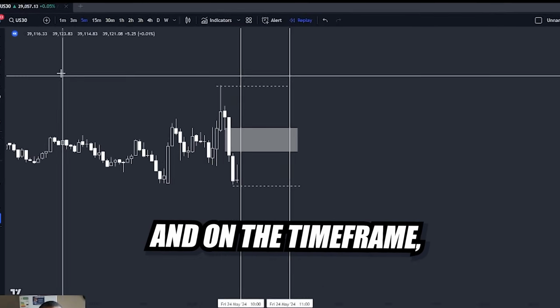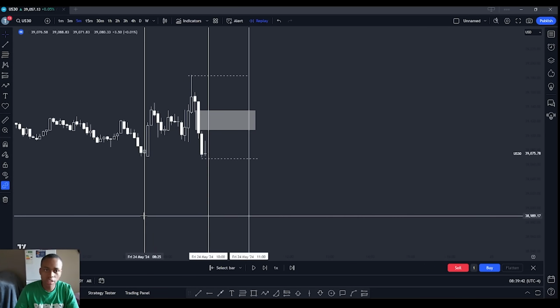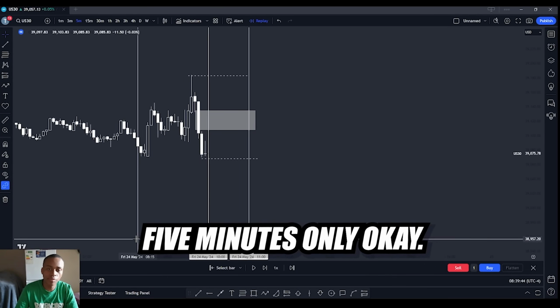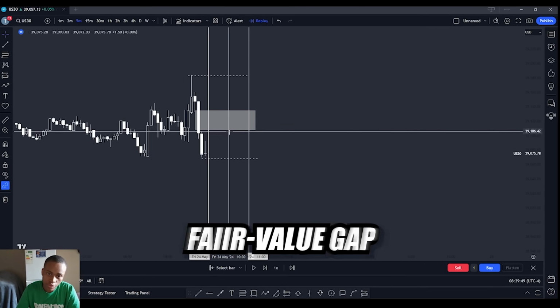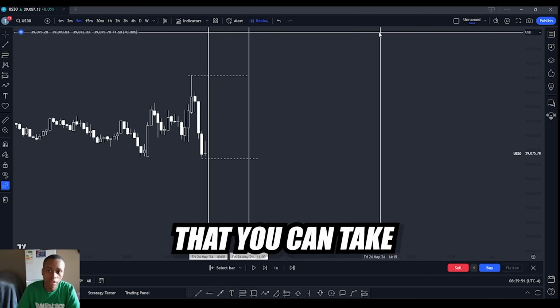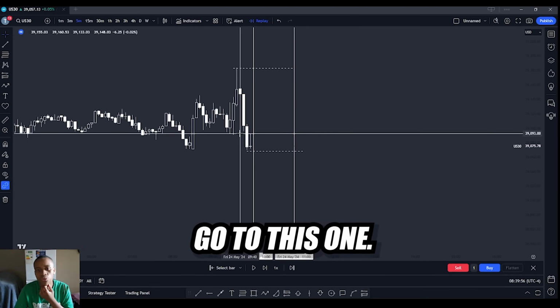And on the time frame again, it's 5 minutes. You can go to 5, 3 and 1. It's not necessarily that you have to focus on 5 minutes only, okay? You have to remember that. Let me just delete this fair value gap since I showed you that you can take that trade that we started with. And yeah, let's go to this one.